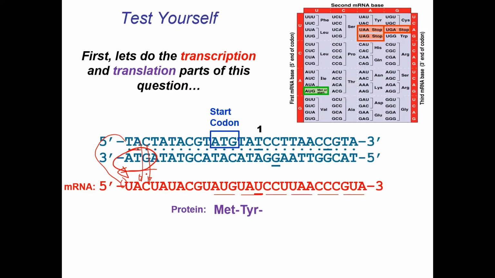UAU codes for tyrosine. CCU for proline. And UAA is the stop codon, so that's going to be my little peptide there.